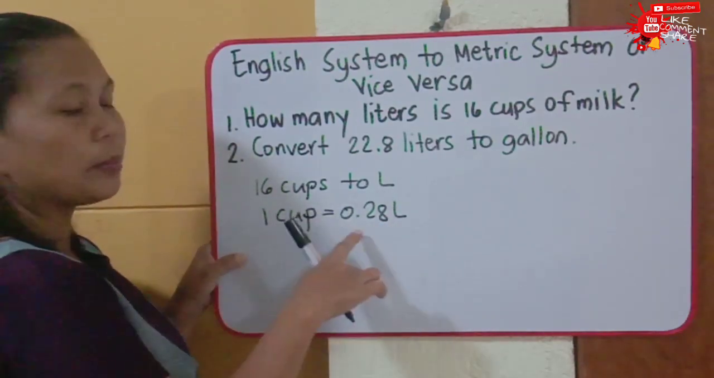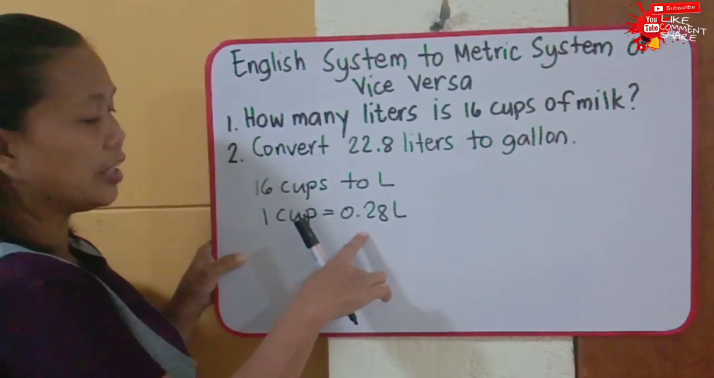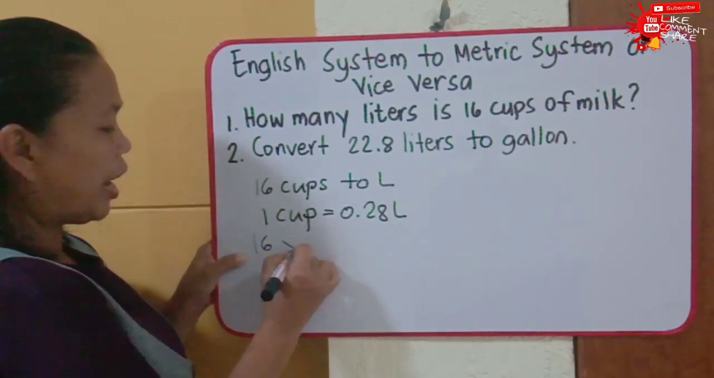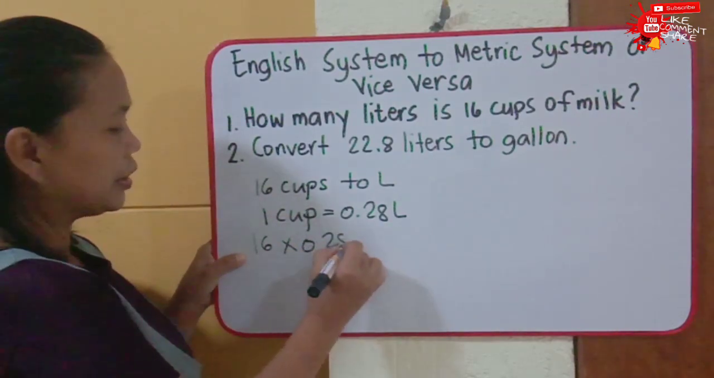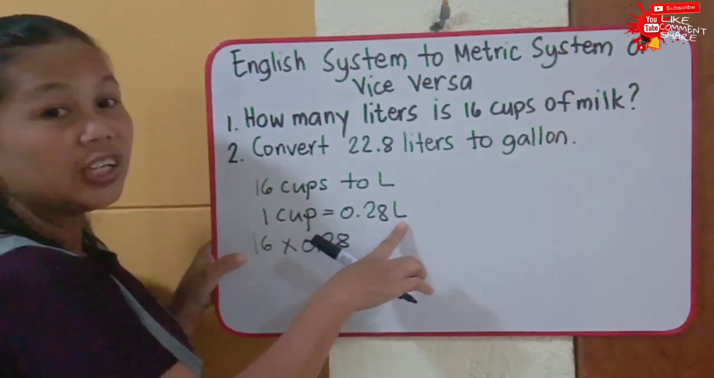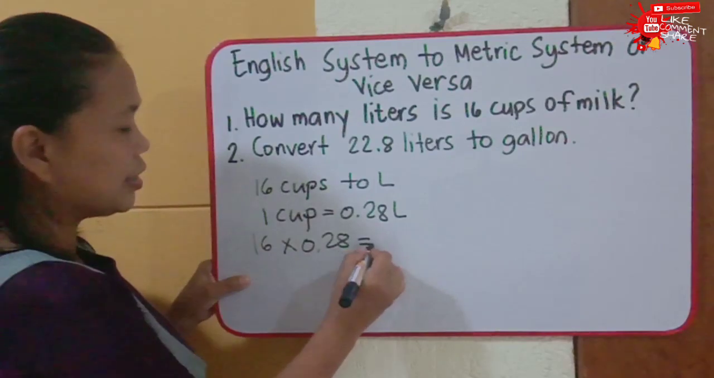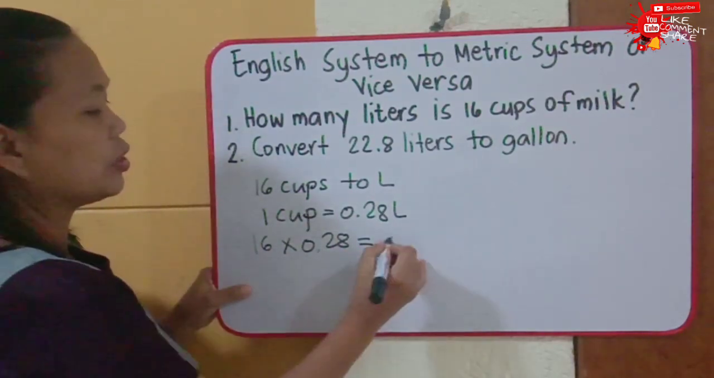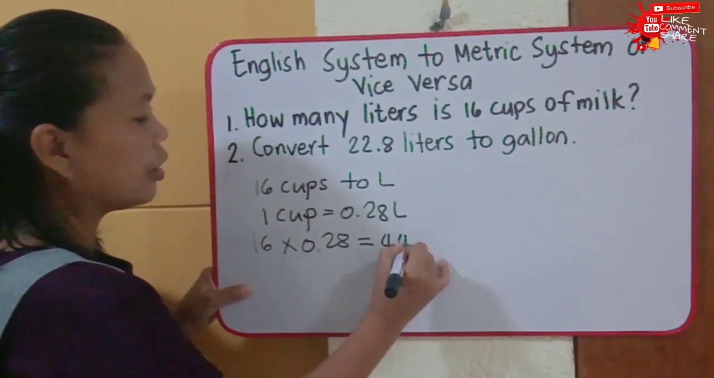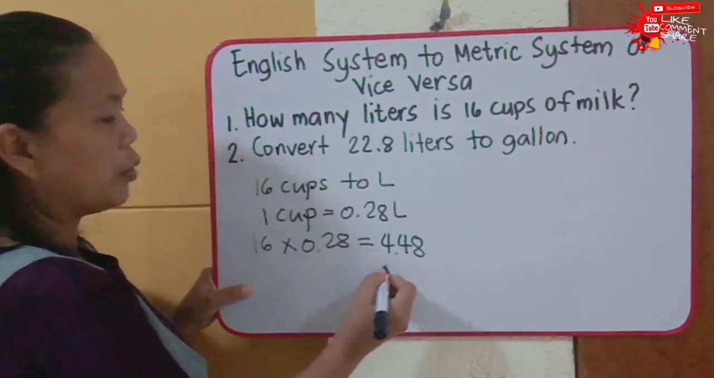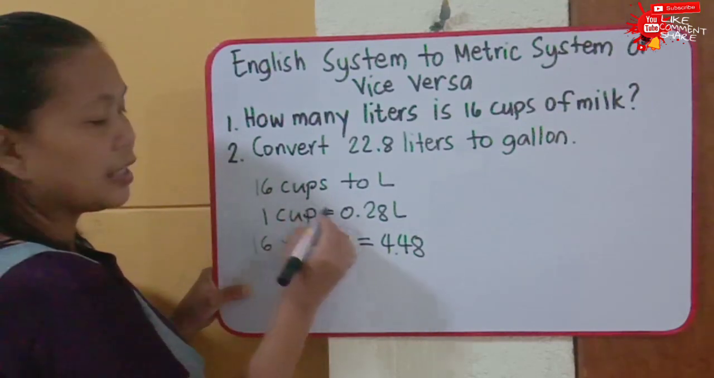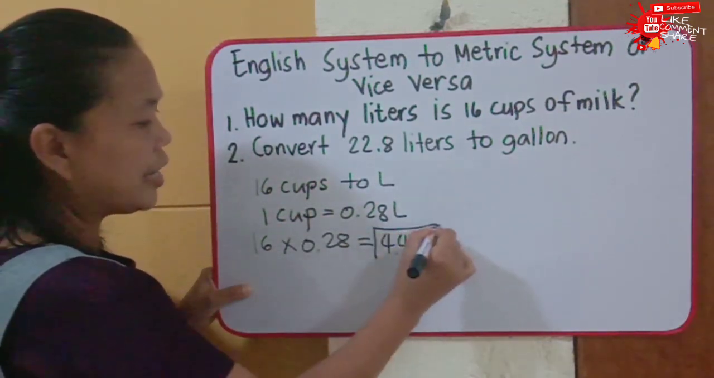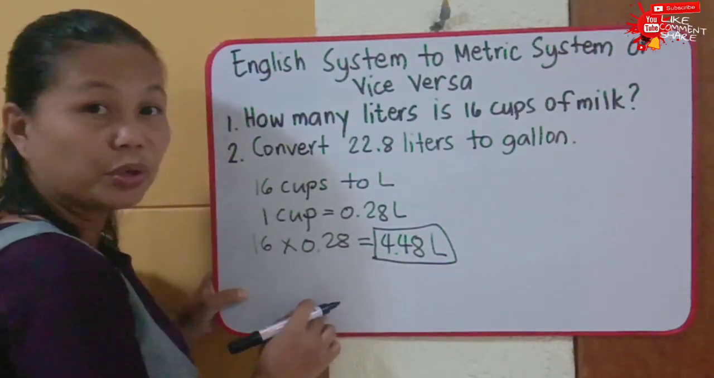Since 1 cup is equal to 0.28 liter, it means that we will multiply 16 by 0.28 to change it to liter. So what is the product of 16 and 0.28? The product is 4.48. So therefore, 16 cups is equal to 4.48 liters. So this will be the answer for our example number 1.